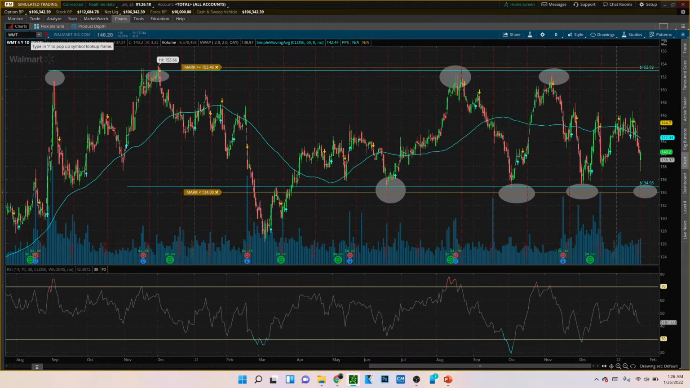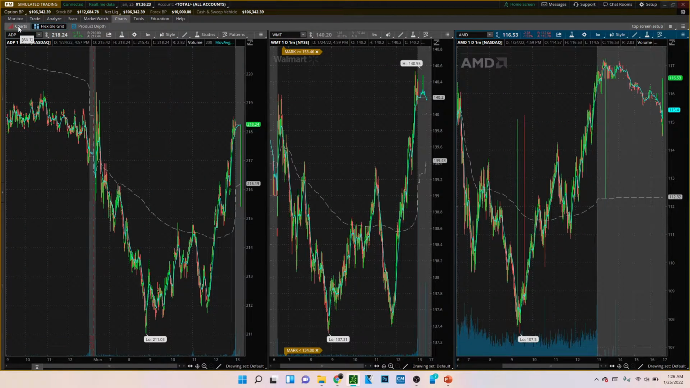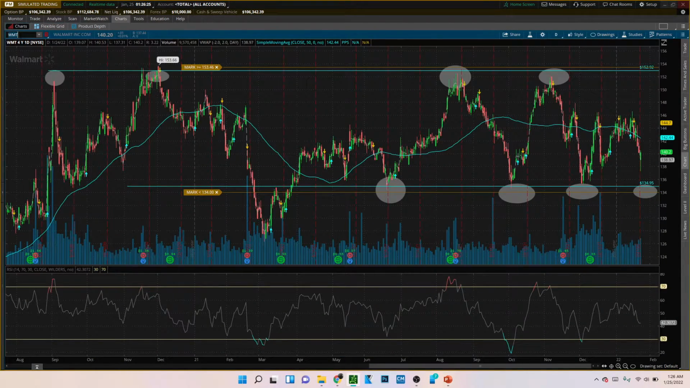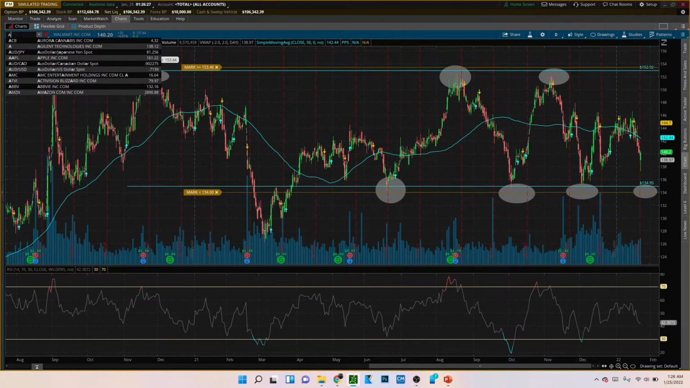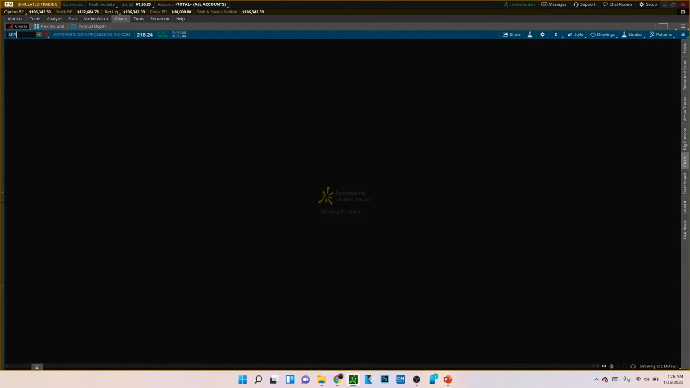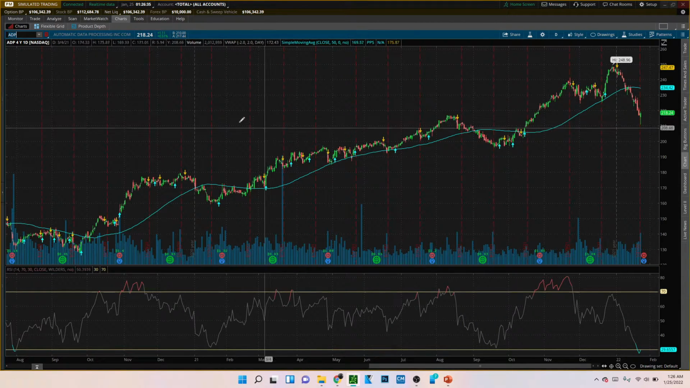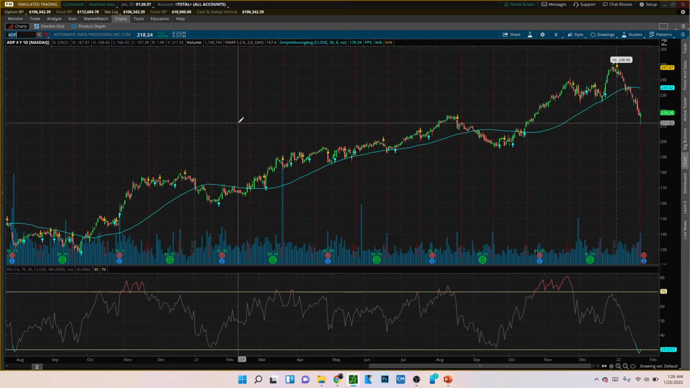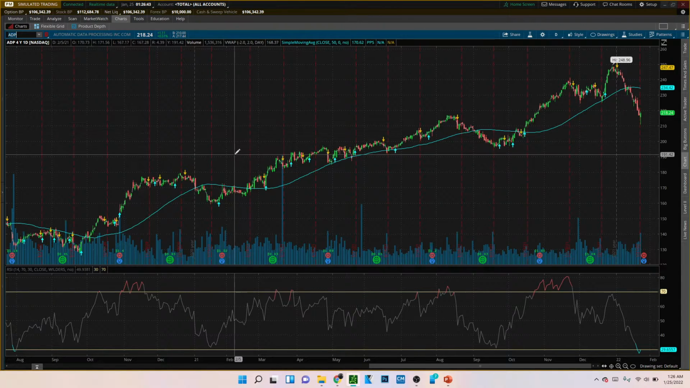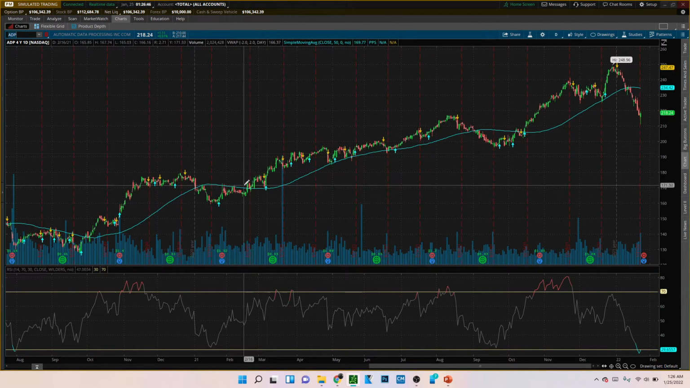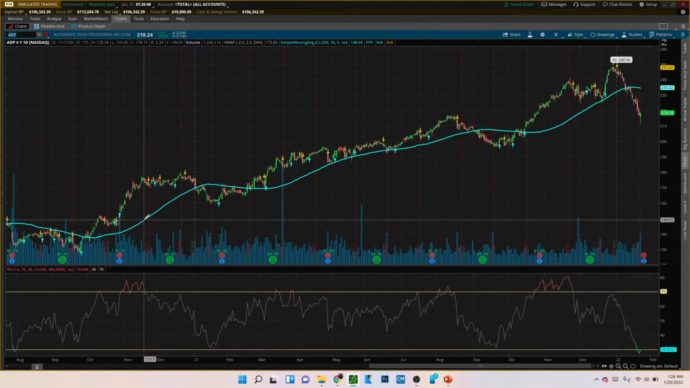All right, so the next one we are going to look at is ADP. Let me pull that one up. This one can be both, but we're going to look at this one for a 50 moving average bounce play. As you can see here, this is the 50 moving average. This is going to be the blue line. This is our 50 moving average.